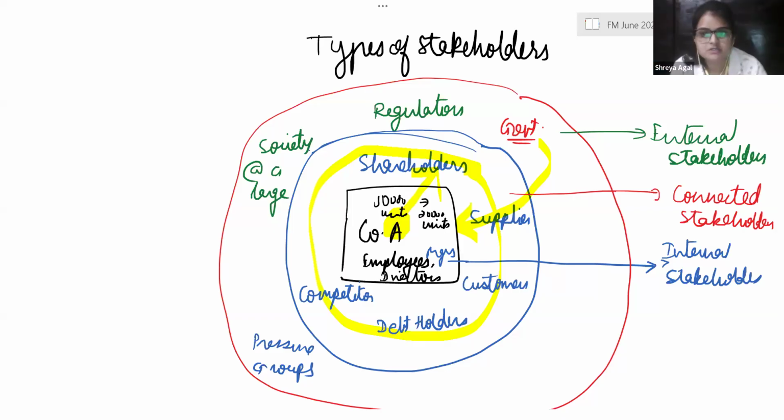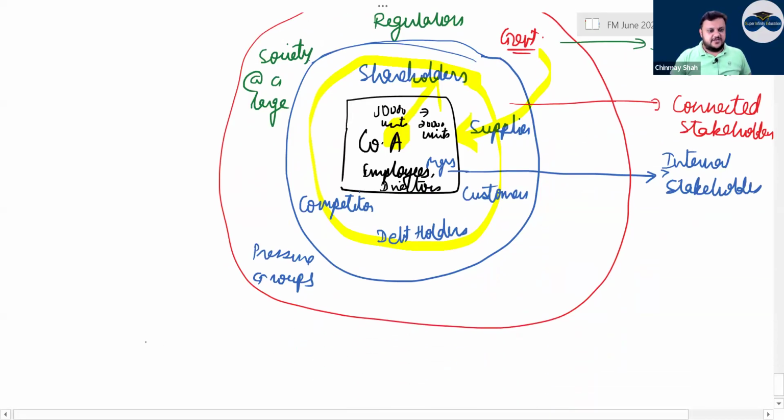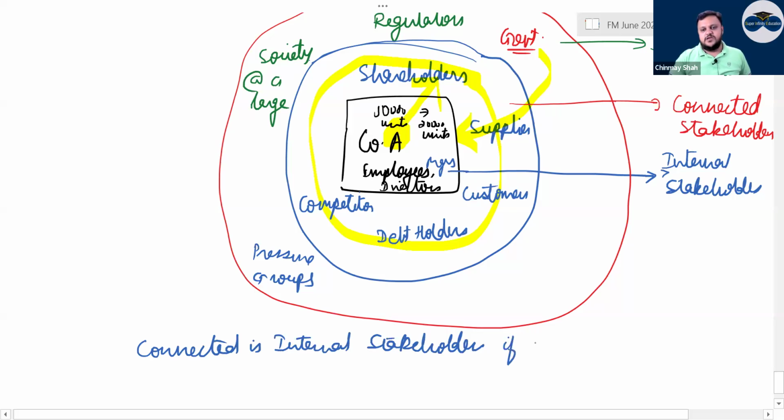Sir, if bifurcation is not given on connected stakeholders, it can be treated as if they have asked only internal and external, then connected is internal stakeholder, if only two types of stakeholders are asked.